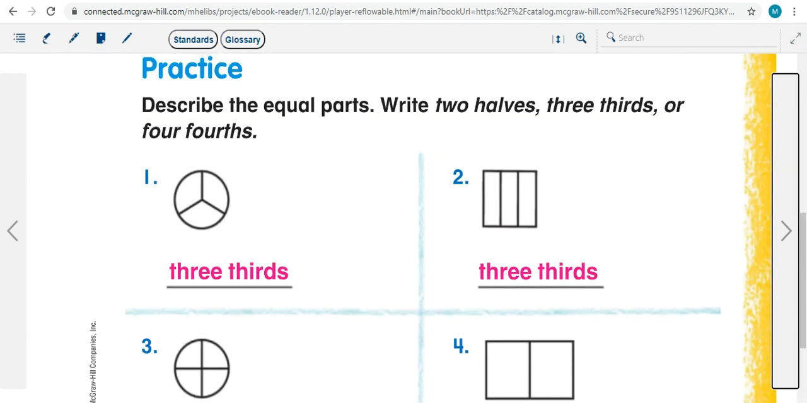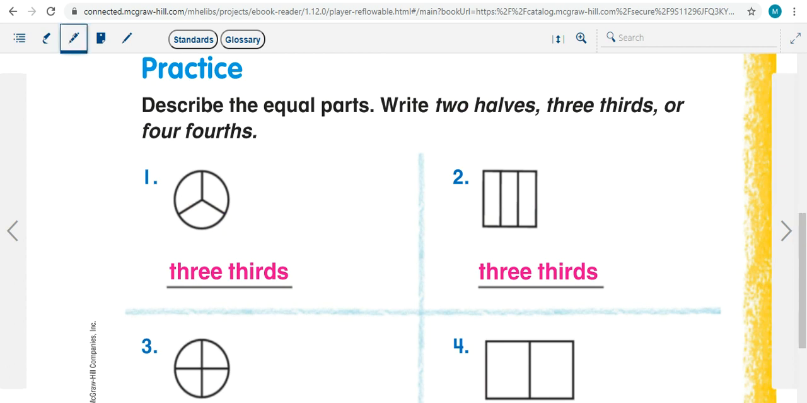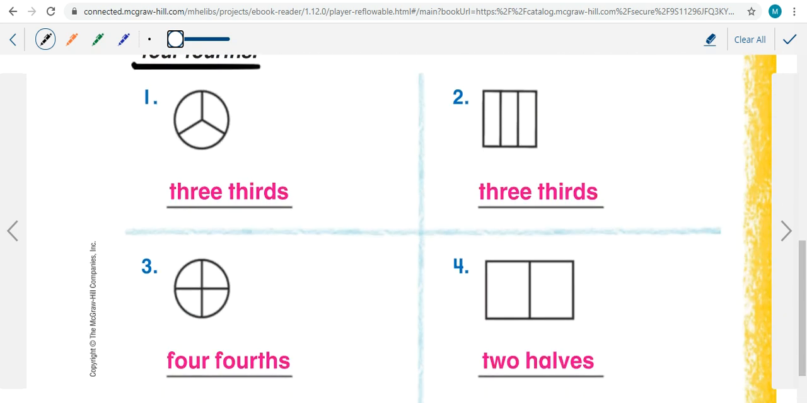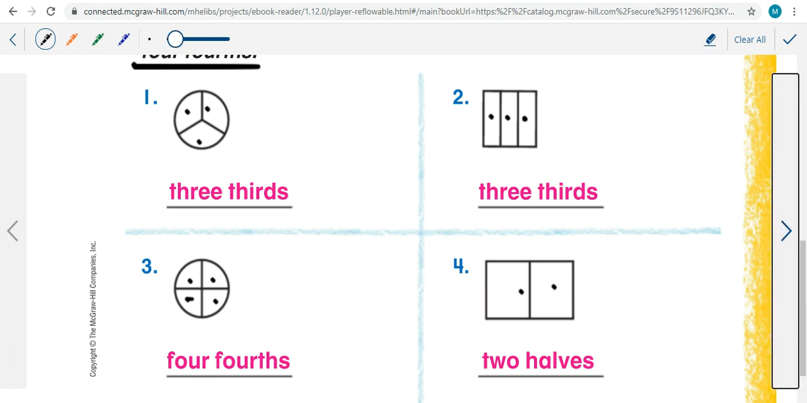Describe the equal parts. Write 2 halves. Remember, halves means mitades. 3/3, 3 parts, and 4/4 is 4 parts. Okay, halves, mitades, thirds, tercios, 3 partes, fourths, 4 partes. Okay, number 1 is 3/3, 3 parts. Number 2, 3 parts also. Number 3, 4 parts. Number 4, 2 parts.